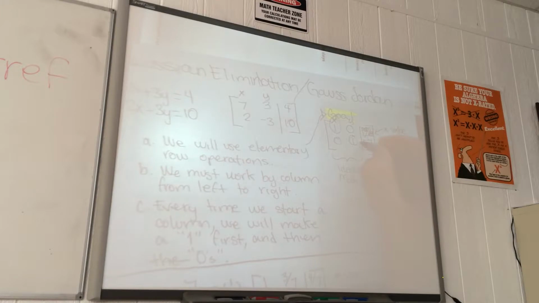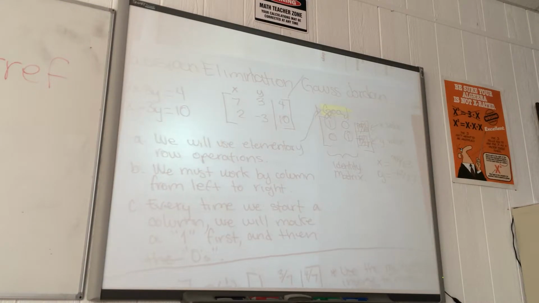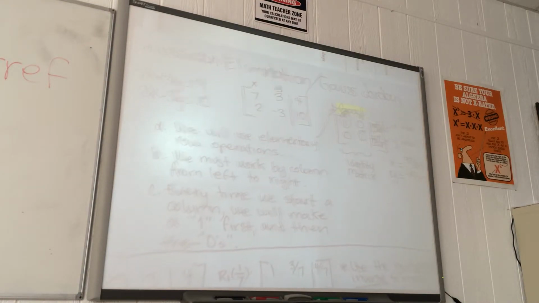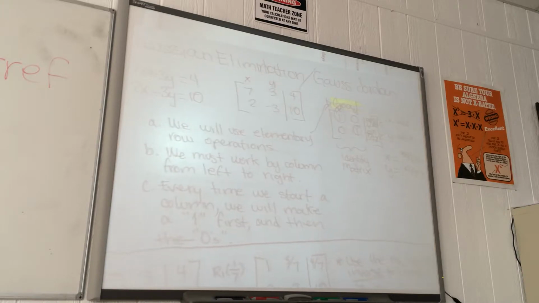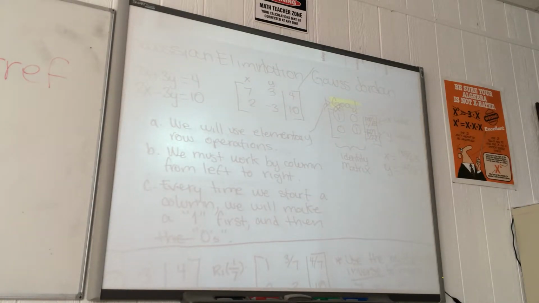Now, I found another system that would give us integers as solutions. So we're going to do that instead of that one. But I still need you guys to write all of this down. So we will use elementary row operations, what we were reading before, like adding a row to another, or multiplying a constant by a row, and then adding it to another.